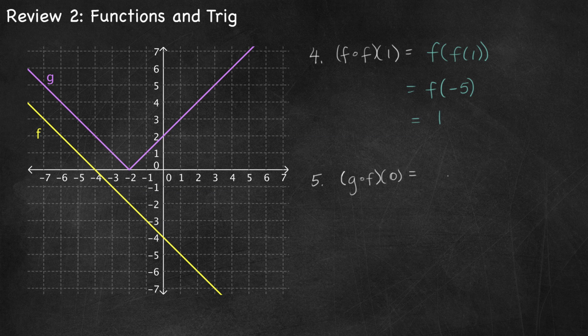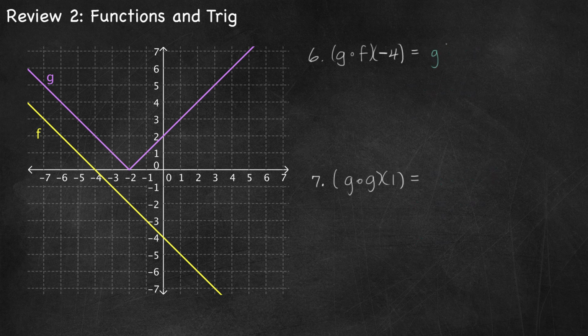Number 5, g of f of 0. f of 0, function f at 0 is negative 4. So g of negative 4. And then function g at negative 4 is 2. So g of f of 0 equals 2.